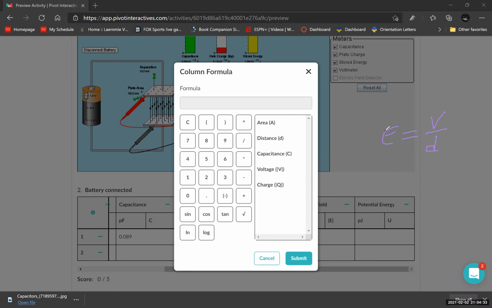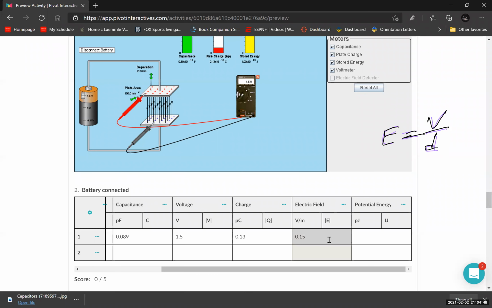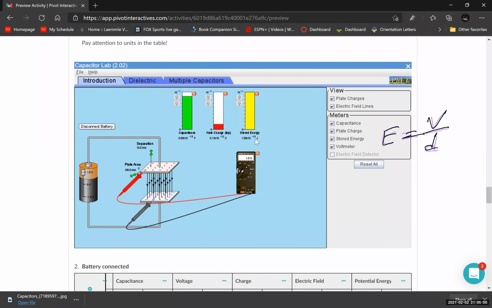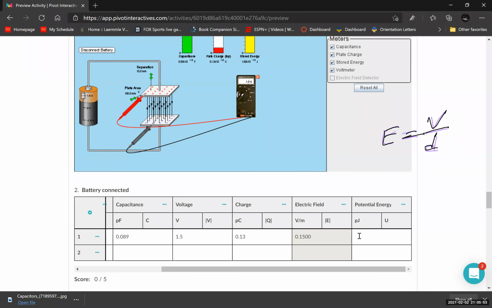Let me use a different color. So electric field equals voltage over the distance, which means here you can say, all right, I'm going to take my voltage and divide it by distance, and this will be the formula for my electric field. You click on that, and that value you already see is then the electric field. Potential energy. Well, we don't need to calculate potential energy. It's given right there as a yellow bar, which is 1 times 10 to the negative 13, and as a pico is 0.1 times 10 to the negative 12. All right, so this is what you do.